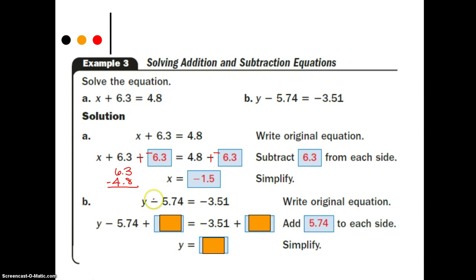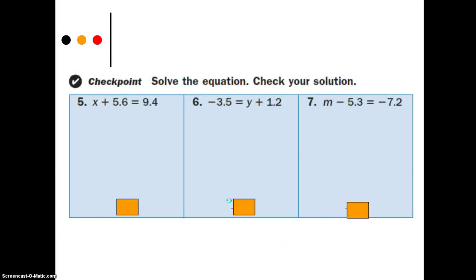For part B, let's change this first to adding a negative. So now what's the opposite of a negative? Adding a positive to both sides. Different sign, so I subtract. Please take a second and subtract. It's going to be positive because 5 is bigger. 2 and 23 hundredths is your answer. Please pause the video and solve problems 5, 6, and 7.